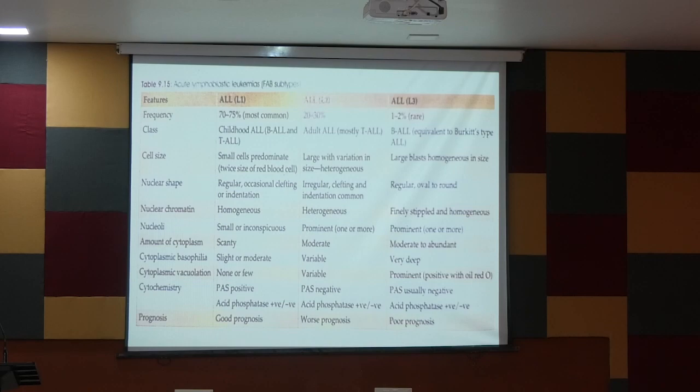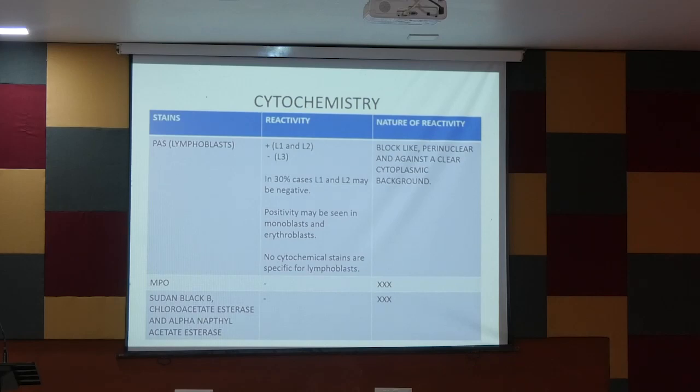So this is the one which I have explained, cytochemistry and all. I'm coming. So this is basically the cytochemistry. Last class I explained to you about AML also, myeloperoxidase and all. But in ALL, MPO is negative. ALL is all about PAS.